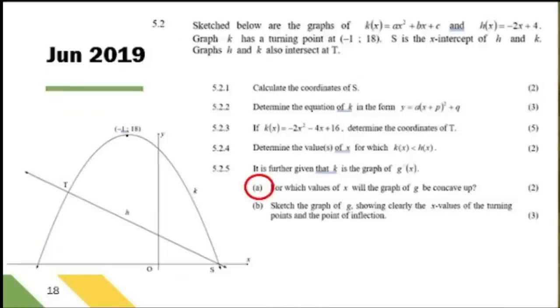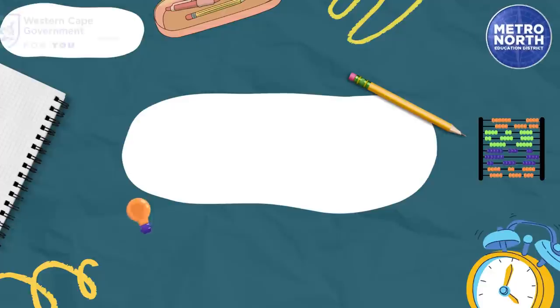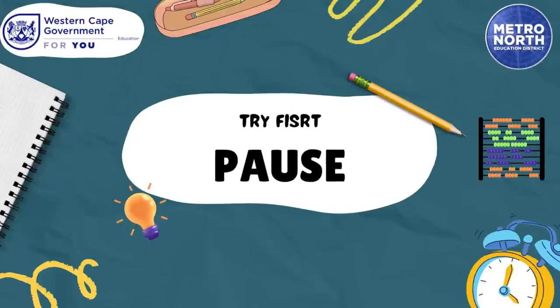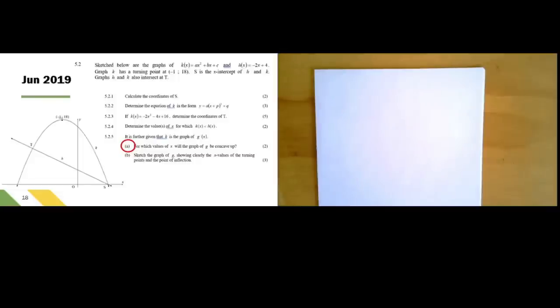June 2019. Once again, we're not going to do the entire question. We're only going to look at the part that's got to do with concavity. By 5.2.5(a), they ask me, for which values of x will the graph g be concave up? So let's just read through what they've given us. They've given me the graph of k(x) equals ax squared plus bx plus c. h(x) is negative 2x plus 4. They've said K is the turning point, (negative 1; 18). We can see it's a parabola. And S is the x-intercept of h and k. Graphs h and k also intersect at point T.